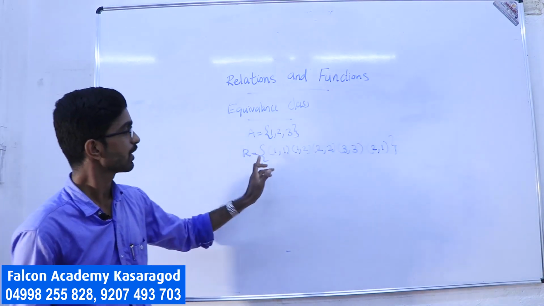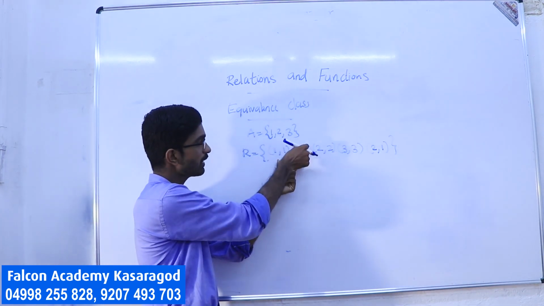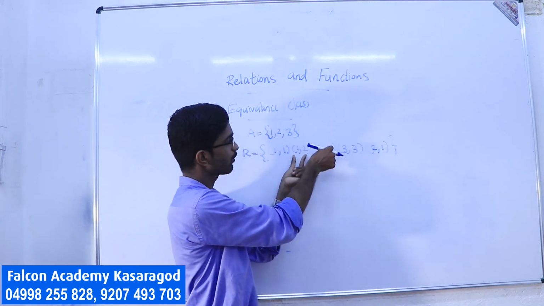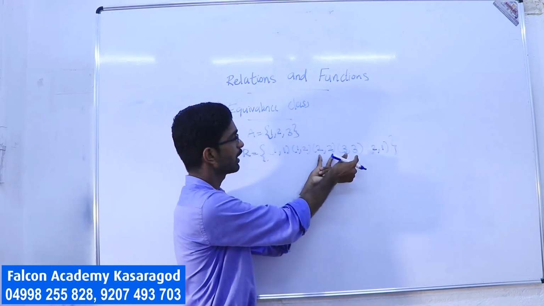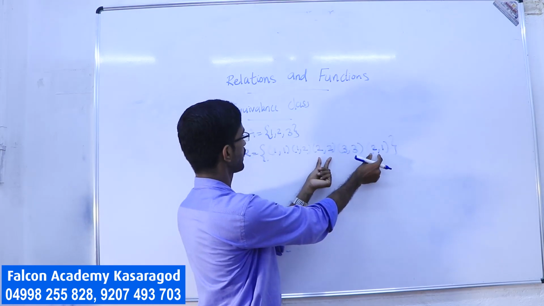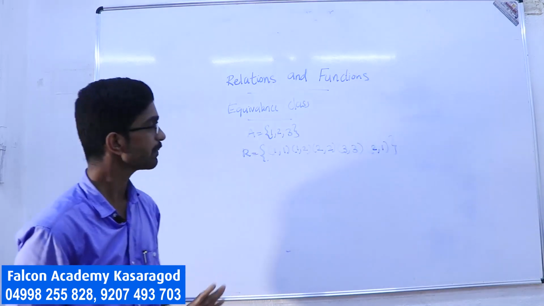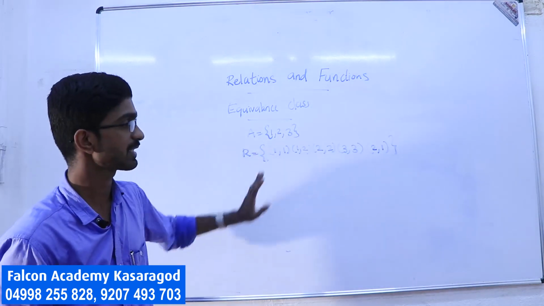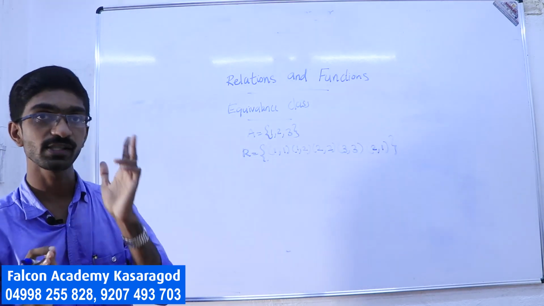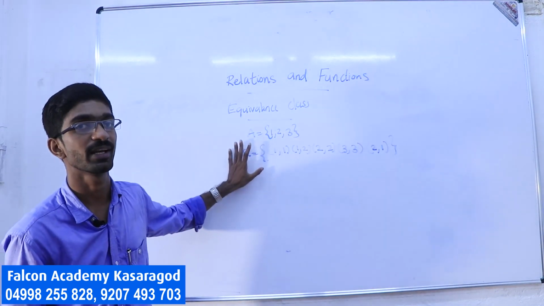Now the transitivity. (1,1) is there, (1,2) is there. So (1,1), (1,2) gives (1,2), which is again there. And (1,2), (2,2) gives (1,2), so there is no problem. (2,2), (2,1) gives (2,1), so that is also there. Okay, (3,3) is there. So clearly it is also transitive. So the given relation is reflexive, symmetric and transitive. Thus I can say the given relation is an equivalence relation.